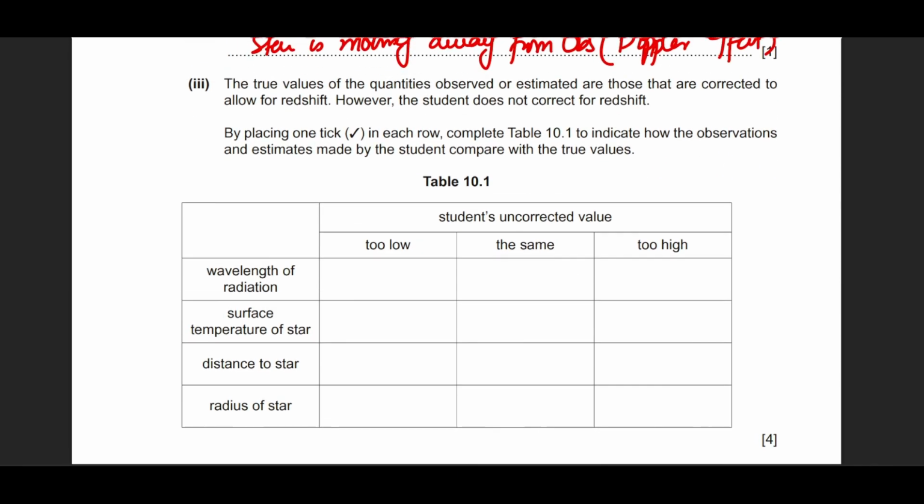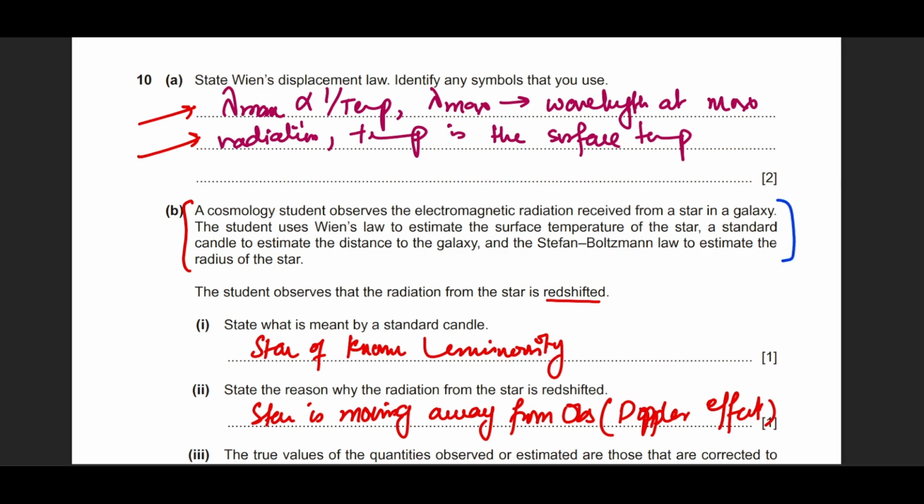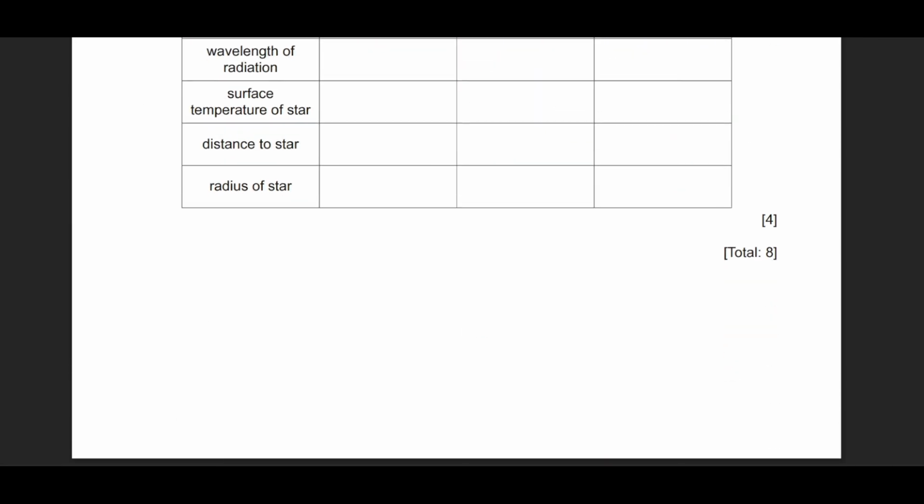Let's move on to the next part. He says that he's using so and so values to calculate these things. So let's move on. This is where the story is written. He says he's using Wien's displacement law to estimate surface temperature. He's using standard candle to estimate the distance of galaxy. He's used Stefan-Boltzmann law to estimate the radius. Let's write them down.